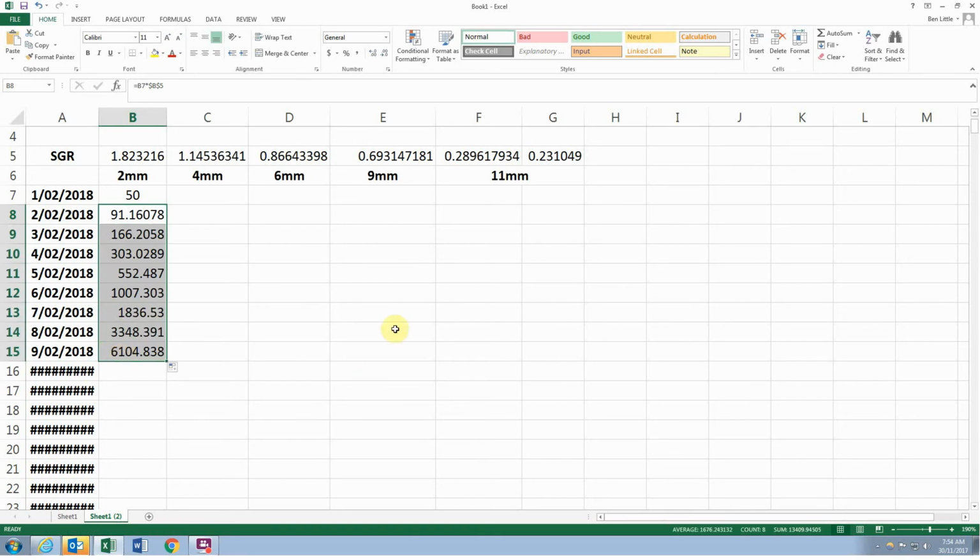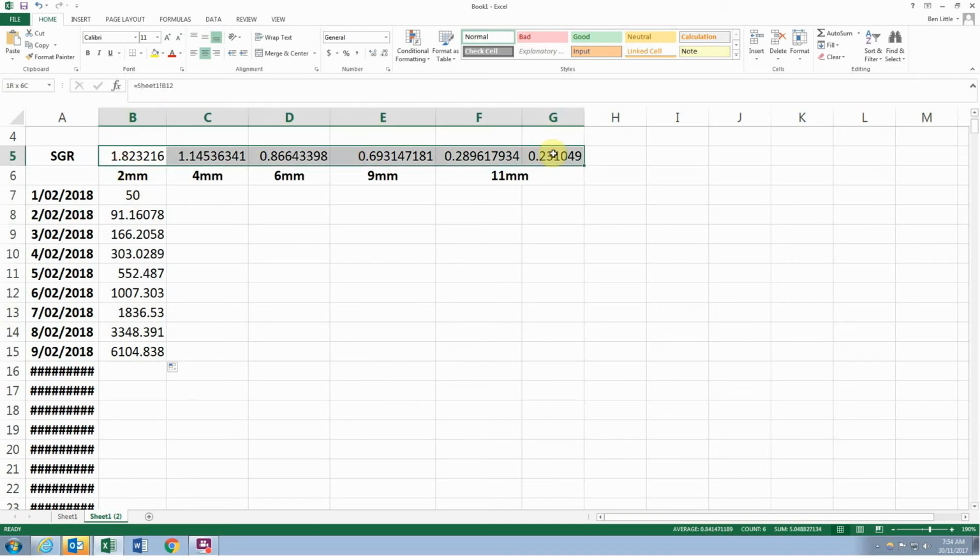And something has gone wrong there, and I can see what it is. The SGR is in percentage, but it's multiple. It's not thinking that it's in a percent. So we can just come up in here and show you what that does. It's actually telling me I've got 182% growth, which isn't correct.